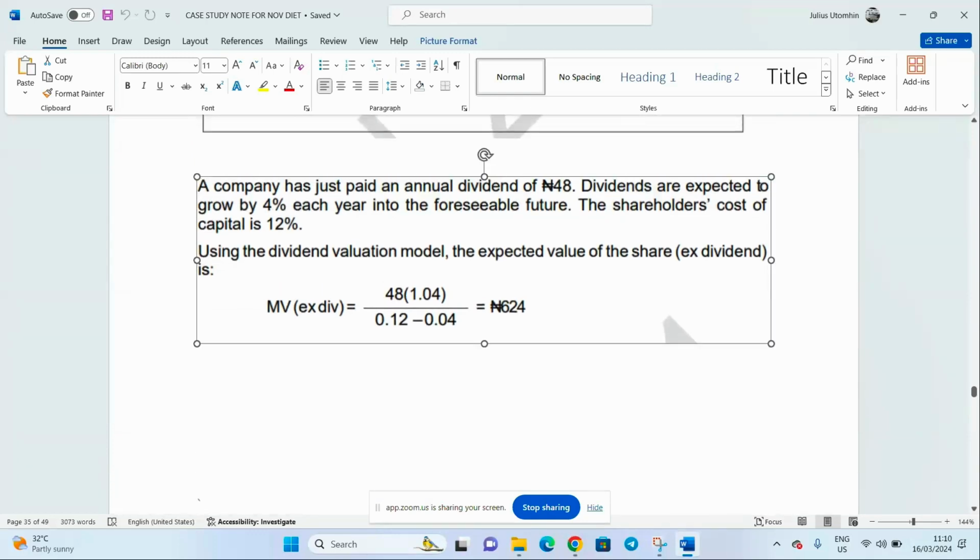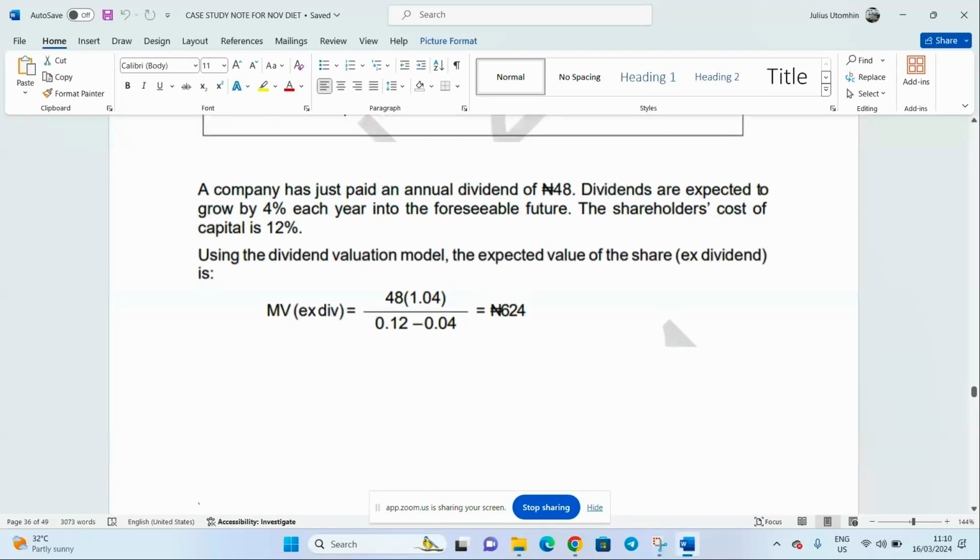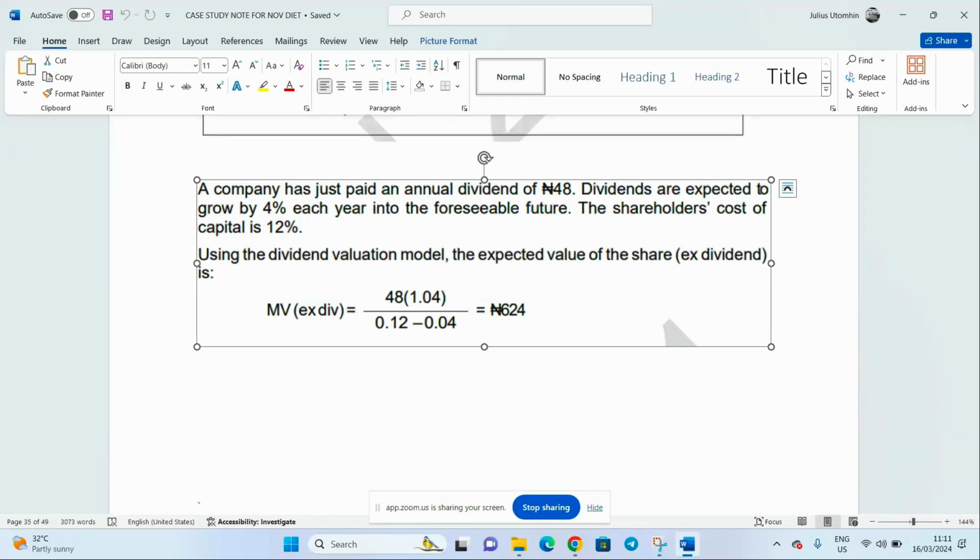All right, let's go to another one. In the previous example, if the growth rate falls to 3%, what is the market value? You used 4% before, now use 3%. It will be 48 times 1.03 divided by 9%, because the 4% has reduced to 3%. So it will be 12% minus 3%, which is 9%. So 48 times 1.03 divided by 0.09. What do you have? That's work for everybody.